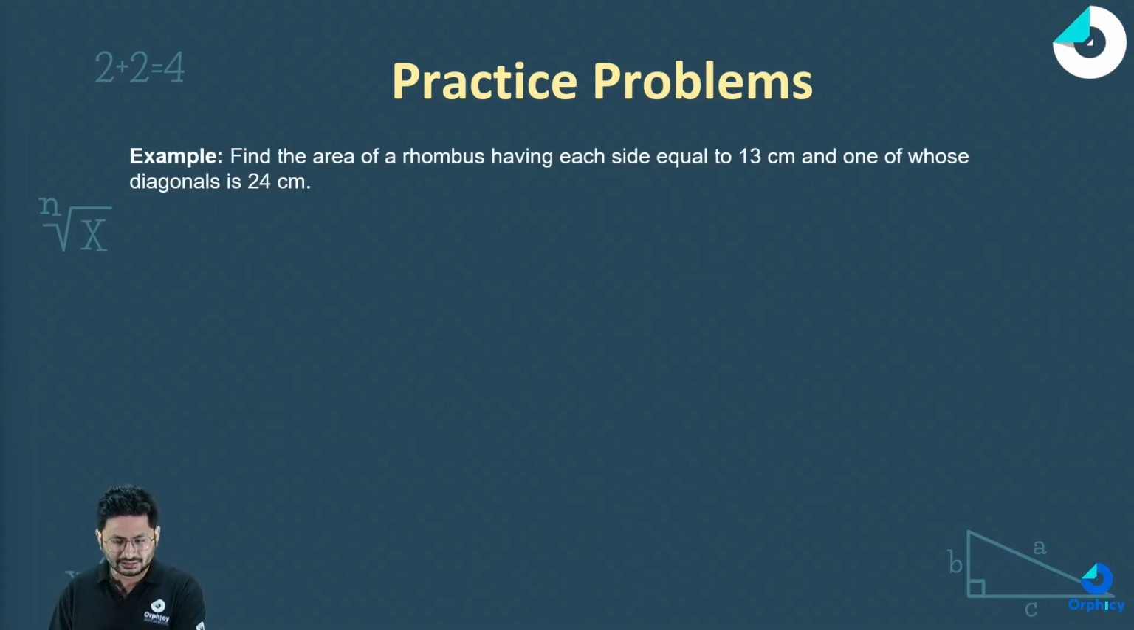Perfect. Let's move on to the next question, which says to find the area of a rhombus having each side equal to 13 centimeter and one of whose diagonals is equal to 24. So let's say this is the rhombus that we are talking about. If one of the diagonals is 24, and we know that in a rhombus the diagonals bisect and are perpendicular to each other, then let's say this is 12 and this is 12, they bisect too, and this side is 13. So if we talk about this right angle triangle, because these diagonals are also perpendicular bisectors.